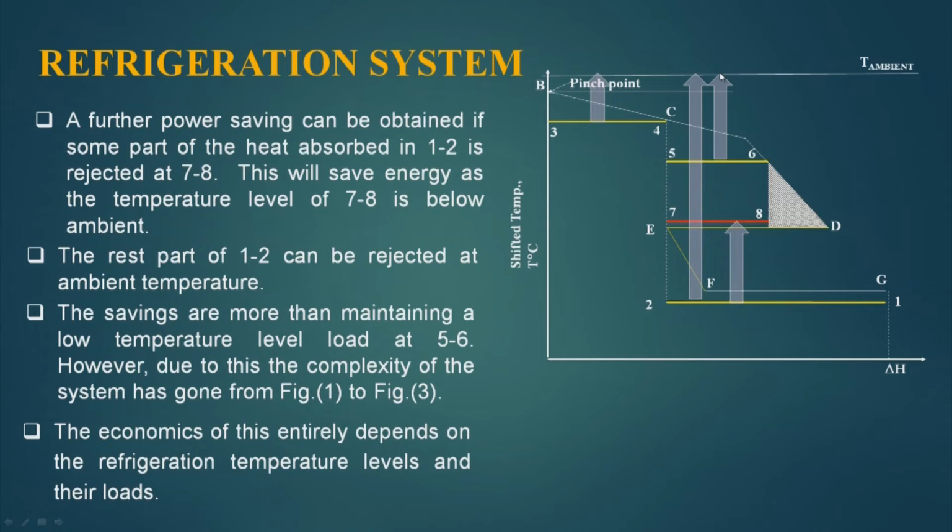this point, where this is T ambient. Basically, this is the cooler which is called condenser, and in that cooler we are using cold water which is at ambient temperature. A part of heat of this evaporator is rejected here, and the remaining part is taken to the condenser which is operated by cooling water.